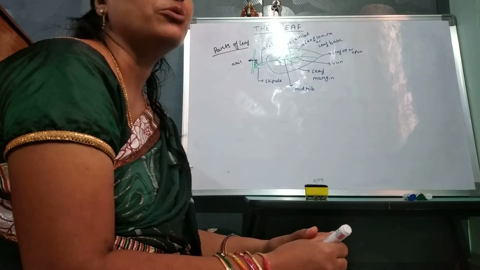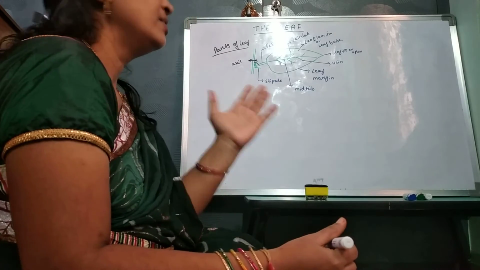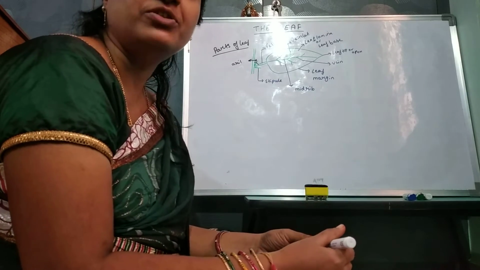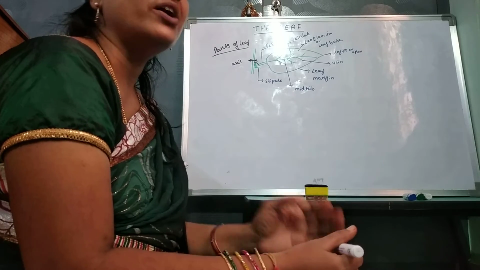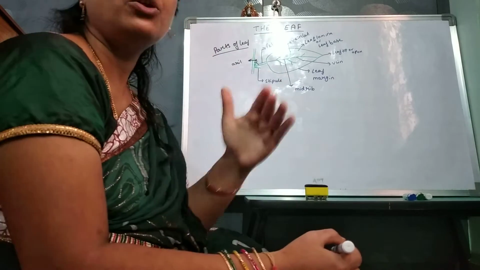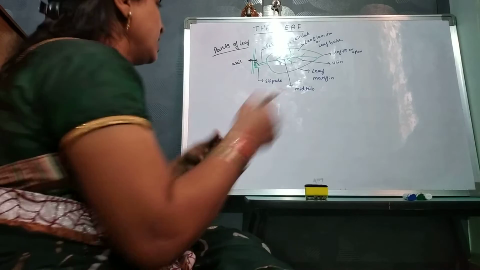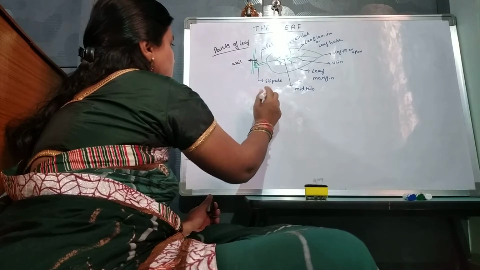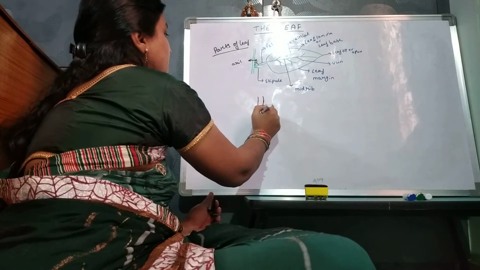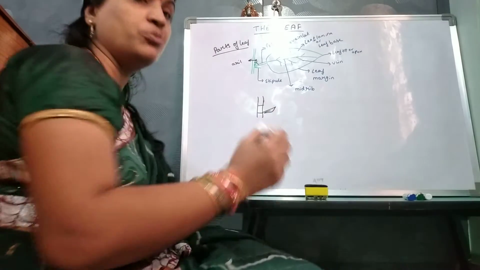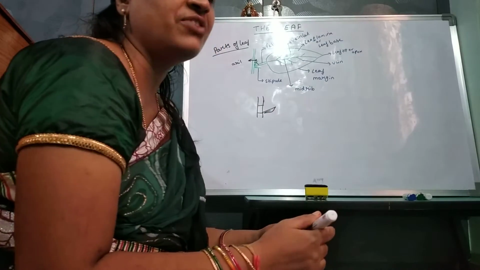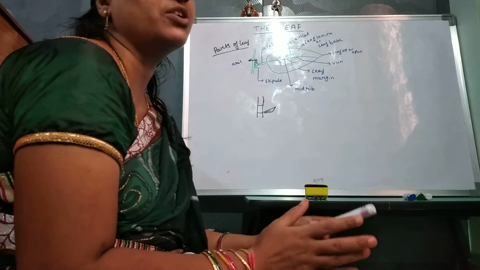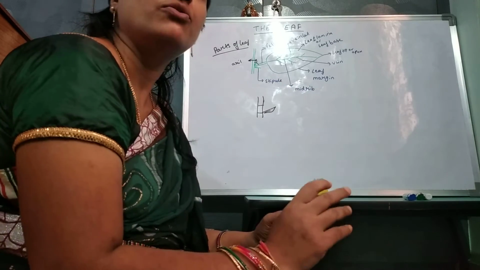In this lecture, I'm going to teach about leaf. Leaf is a vegetative part of the plant. It is going to arise at every node of the stem or a branch. The stem is made up of nodes and internodes. So at every node, the leaf is going to arise. It is a vegetative part, and the main function of leaf is photosynthesis.